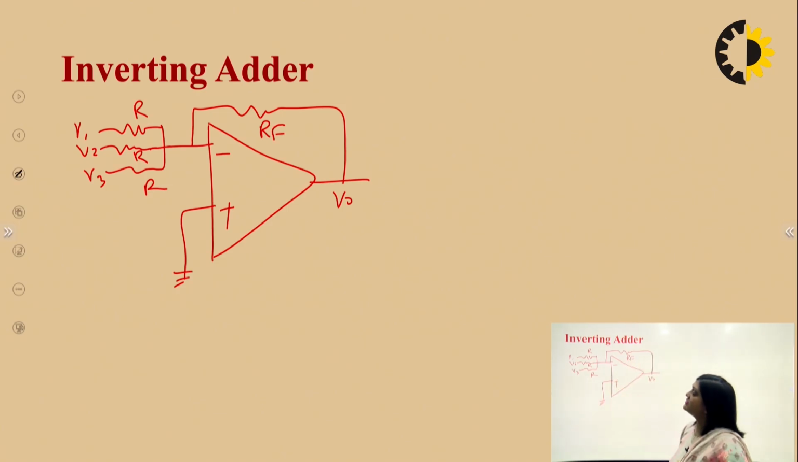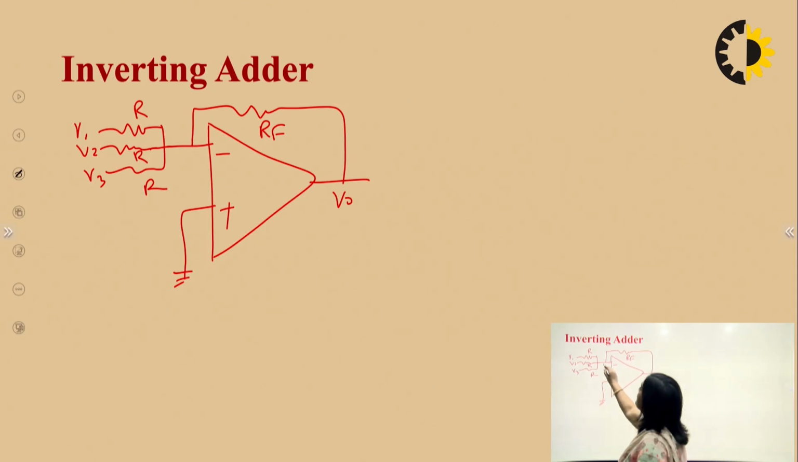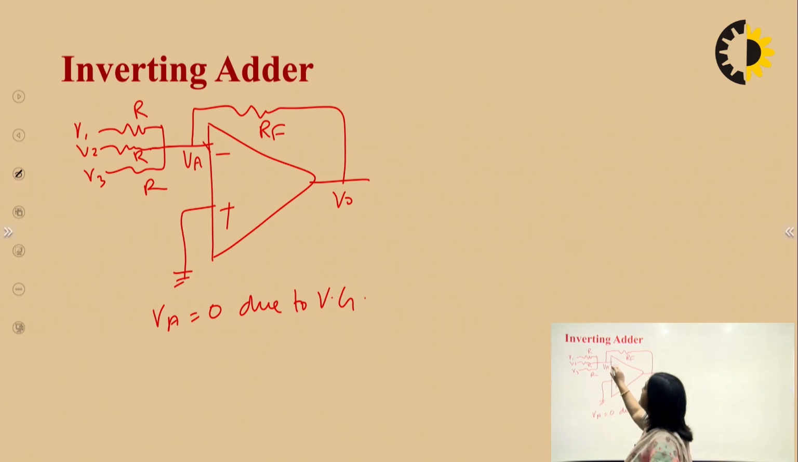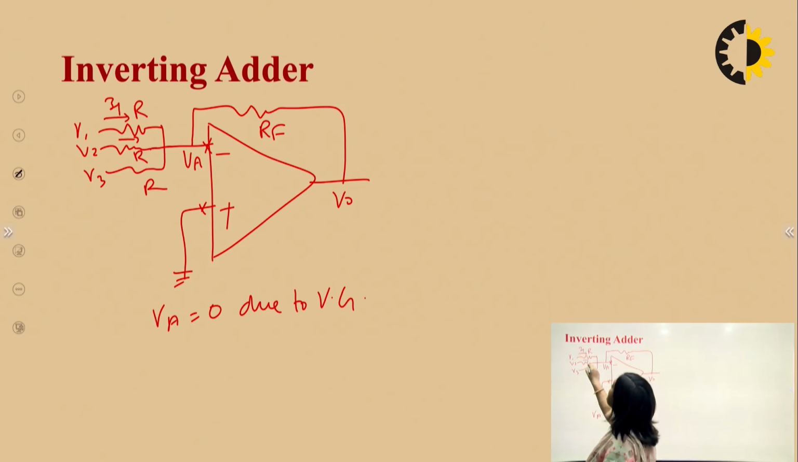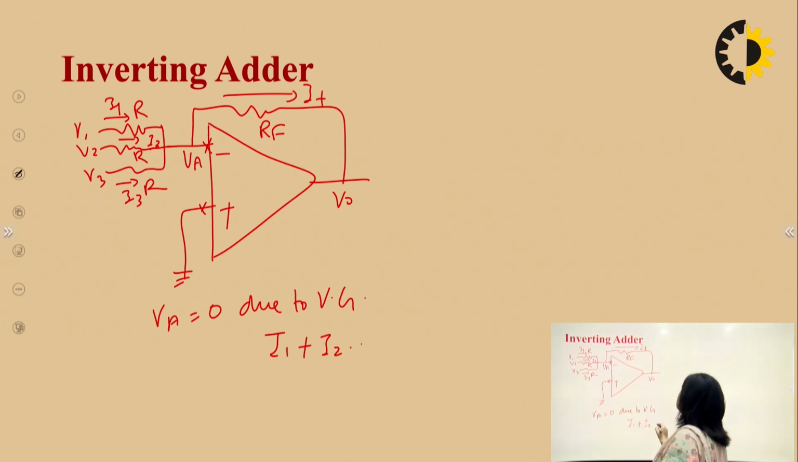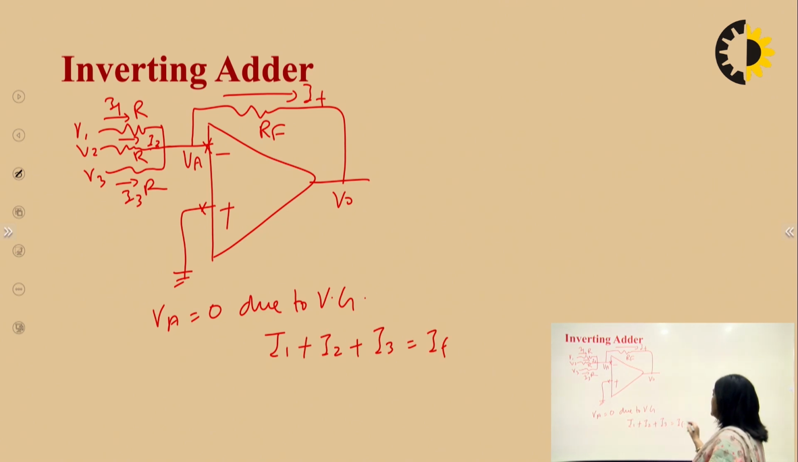Here we can see at the inverting terminal, we have applied three voltages, V1, V2, V3, and the plus terminal has been grounded. So it is working as an inverting adder. Now, due to the virtual ground, VA is 0. And an ideal op-amp does not draw any current, so there will be no current here. Now this current is I1, this is I2, and this is I3. This current is passing through the feedback resistance. So I1 plus I2 plus I3 is equal to IF.